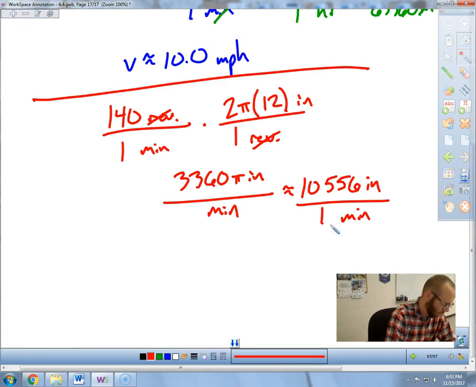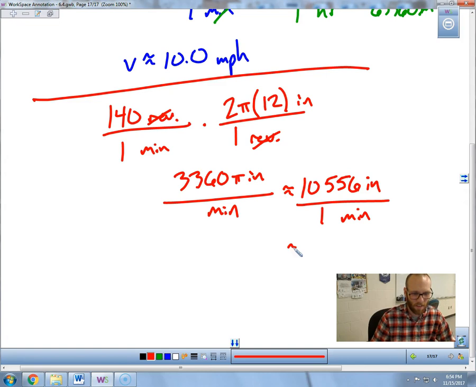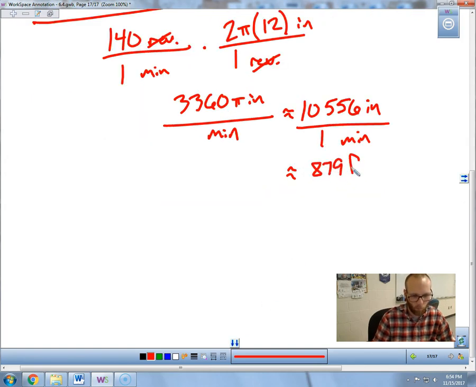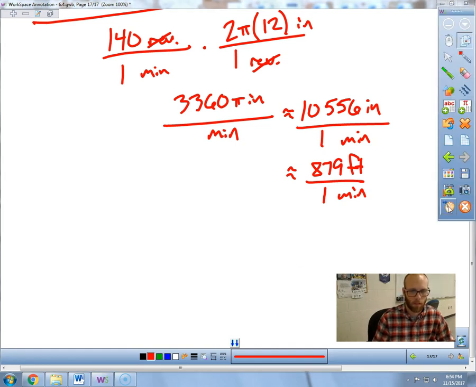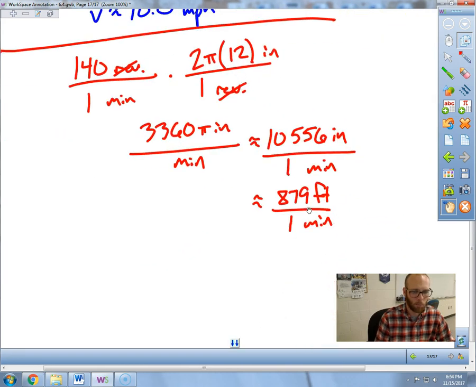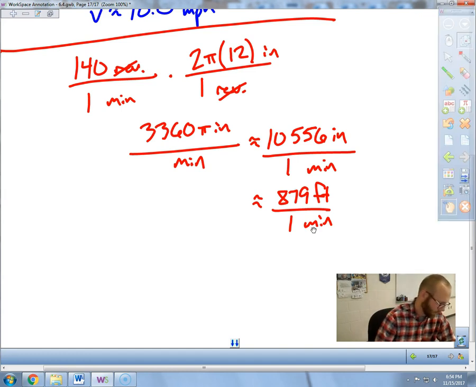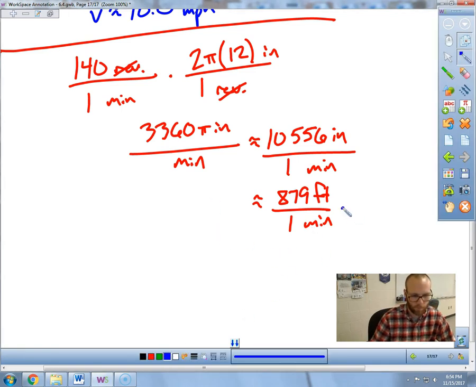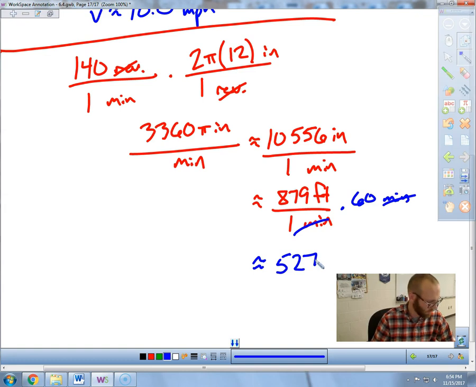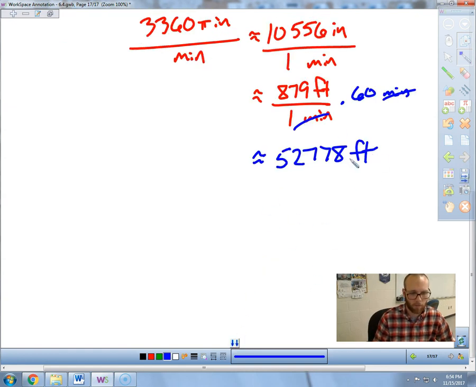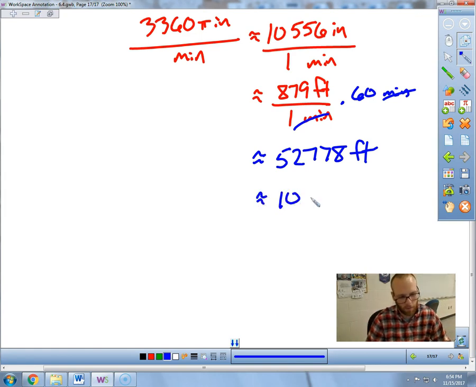Well, how many feet is that? That's 879 feet, roughly, I'm rounding, per minute. Okay. Does it make sense that we're going about 10 miles per hour? Well, an hour is 60 minutes. If I multiply that 879 by 60, I get about 52,778 feet. That's roughly how far I've traveled in an hour. How many miles is that? If I divide by 5,280, we can see it's about 10 miles.